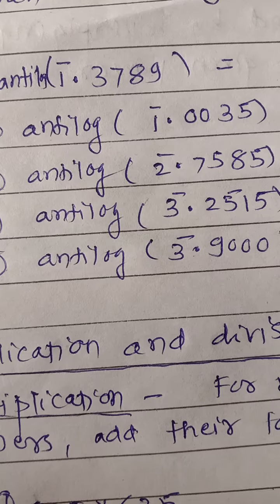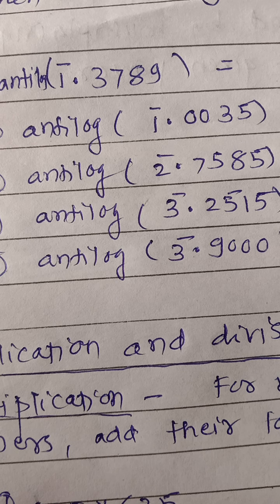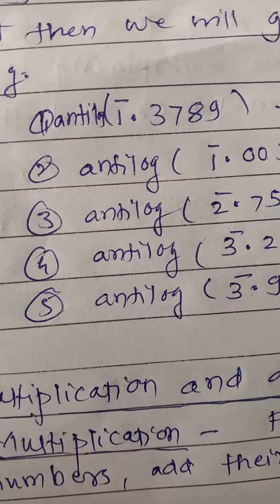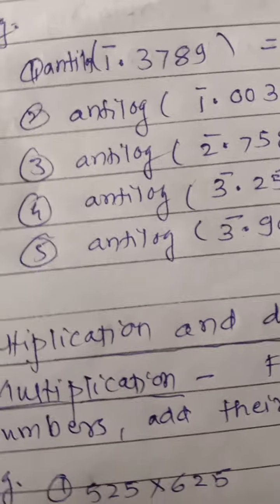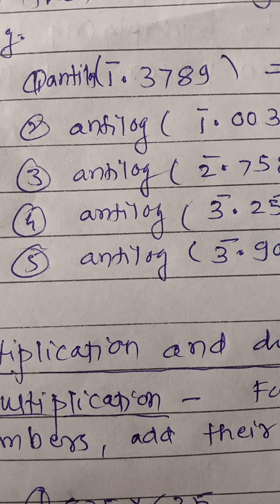That means if the characteristic of the logarithm is in terms of bar or negative, at that time we will have to put the number of zeros equal to that characteristic before the decimal point, and then we will have to leave 1 zero on the left side, and then put the decimal point, so that we will get the antilog of the given number. Let us see from the examples how to find that antilog.